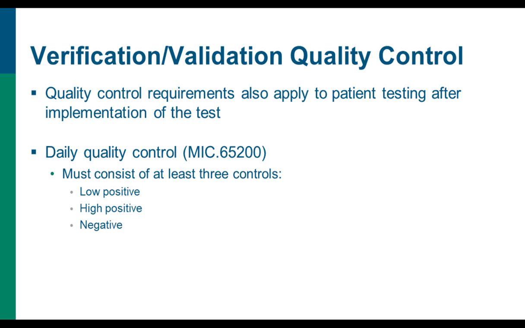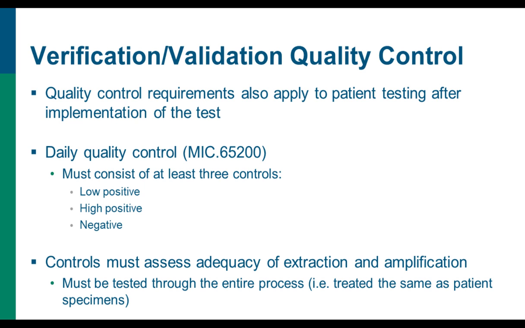CAP does recommend that if there is a specific cutoff value that you're using for your assay, that you use a control near that. But for a lot of these quantitative assays, there's not a defined cutoff. For CMV quant, for example, there's not necessarily an amount that determines disease versus not disease. So just generally a low, high, and negative. Controls must assess the adequacy of the extraction and amplification. So it's important to treat your controls as a patient specimen. They should go through the entire process, through extraction and amplification, to control for all steps of the test.